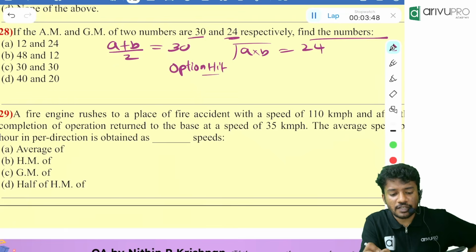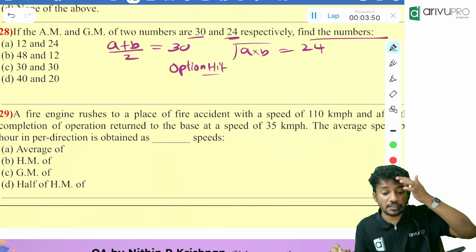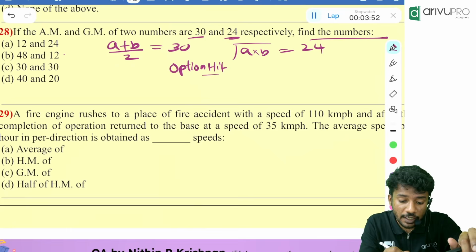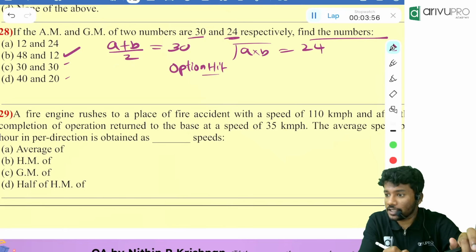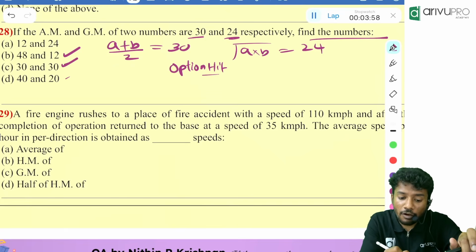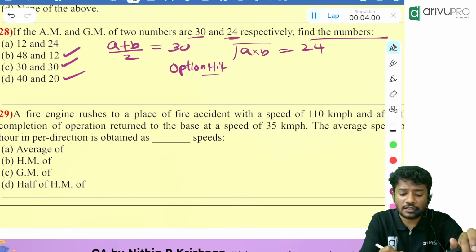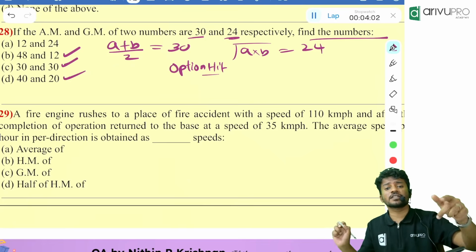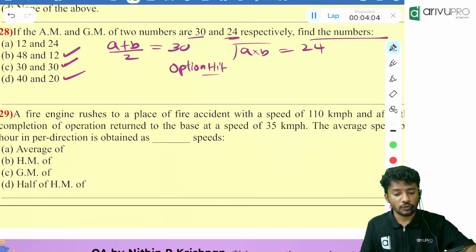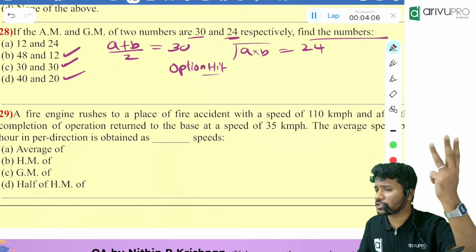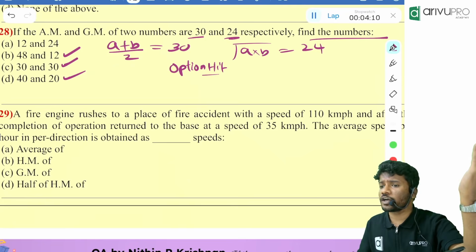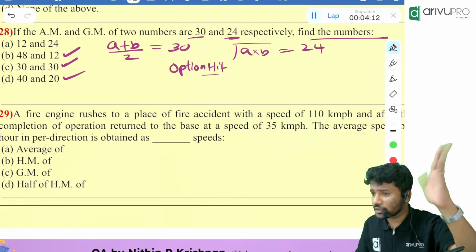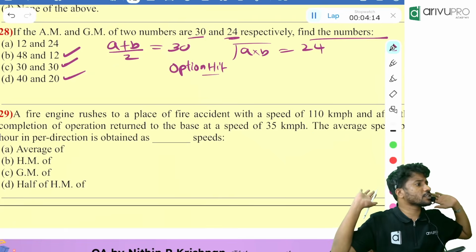Option hit and check which two numbers are giving both the answers. Check option B, option C, option D. Either it can be option B, or option C, or option D. Why? The arithmetic mean in all three cases is what? 48 plus 12 divided by 2 is how much? 30. Then 30 plus 30 divided by 2 is how much? 30. 40 plus 20 divided by 2 is how much? 30. That means any of the three options can be your answer.